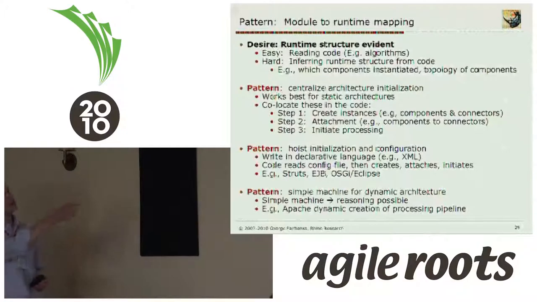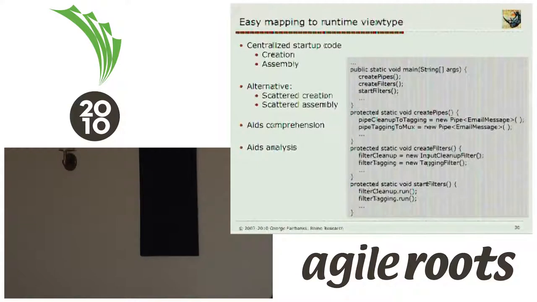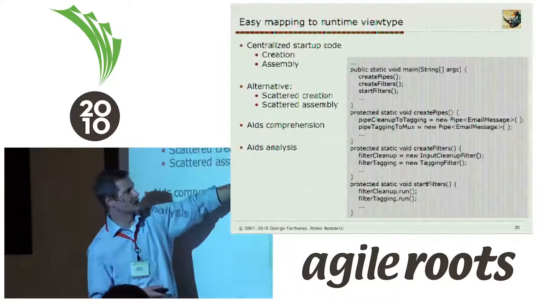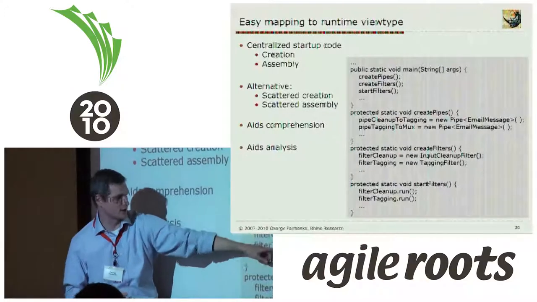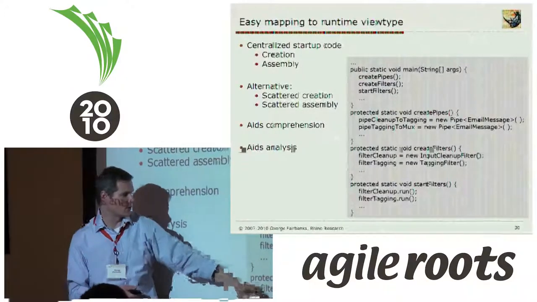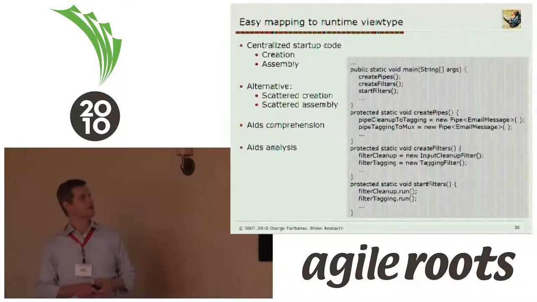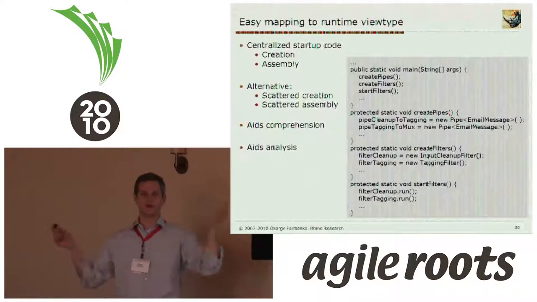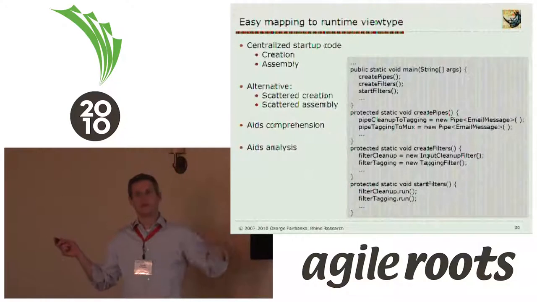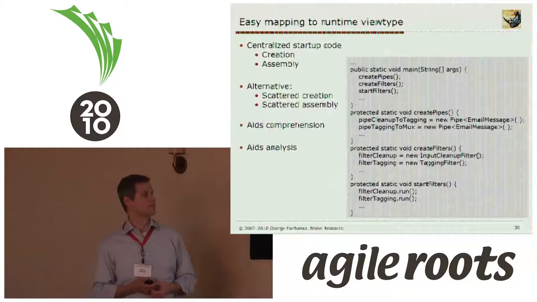Okay. So here's an example of that kind of code. For my application doing the email processing, I might have a main routine that creates the pipes, creates the filters, and starts the filters. In create pipes, I do things like this is my new pipe, this is a new pipe. For filters, I create a couple filters and so forth. And then finally, when I start, I go ahead and start those things running because each one runs in some thread. Okay. So the alternative is that I could have scattered those creation and assembly steps throughout the code. The computer wouldn't care less, because the computer doesn't care where I put this stuff, but the person who's reading it might be in good shape by looking at it this way.